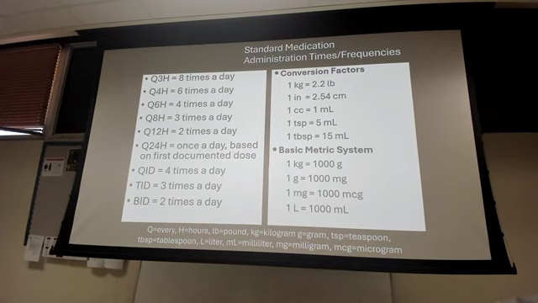And then we have the basic metric system. So 1 kilogram equals 1,000 grams. 1 gram equals 1,000 milligrams. And then 1 milligram equals 1,000 micrograms. And then 1 liter equals 1,000 milliliters.